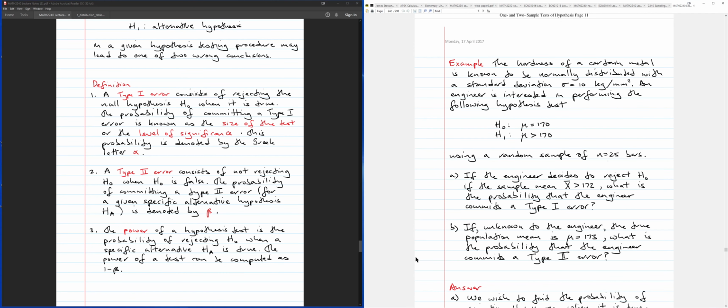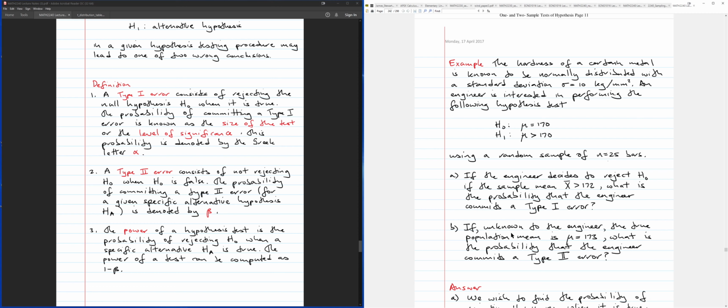Okay, so for the same problem, let's now consider calculating the probability of a type 2 error. Let's recall what a type 2 error is. A type 2 error occurs when you do not reject H0 when H0 is actually false. In order to calculate the probability of a type 2 error, you need a specific alternative hypothesis.